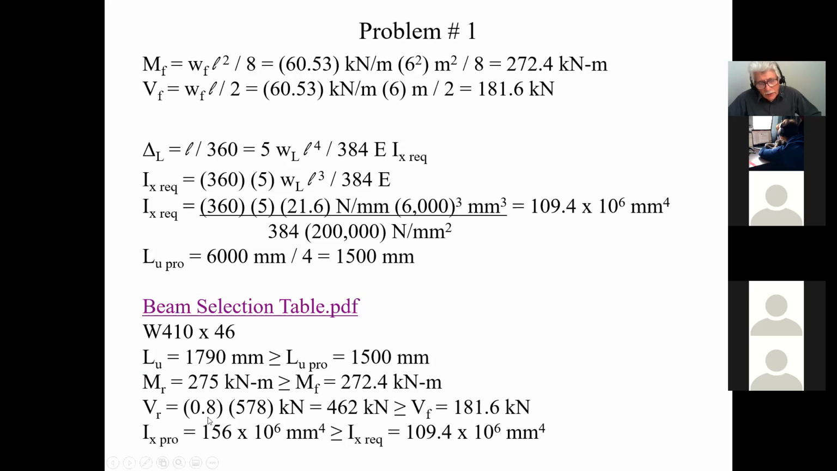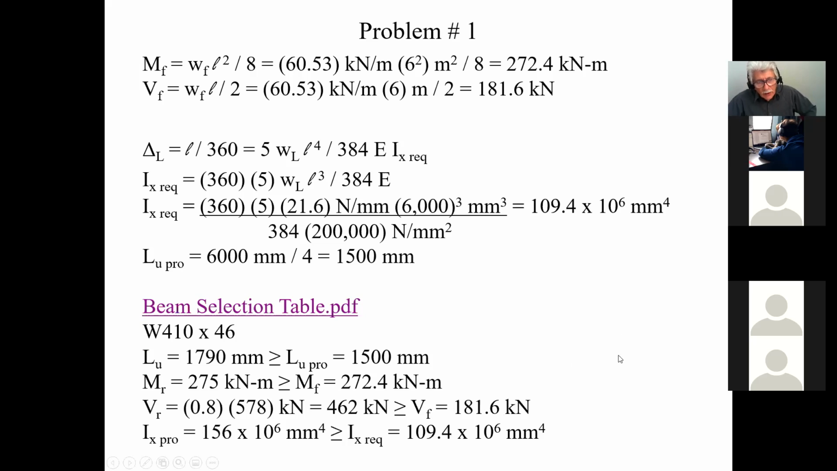So this is just to allow for the eventual fabrication and connection of your steel beam. And we will be doing connections in this course, and you'll get a better appreciation of what I'm saying.